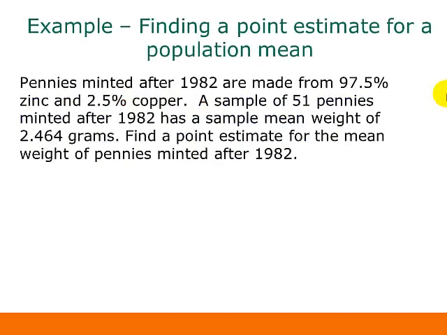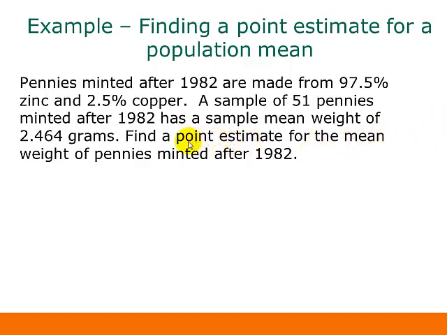Here's an example. Pennies minted after 1982 were made from 97.5% zinc and 2.5% copper. A sample of 51 pennies minted after 1982 has a sample mean weight of 2.464 grams. Find a point estimate for the mean weight of pennies minted after 1982.